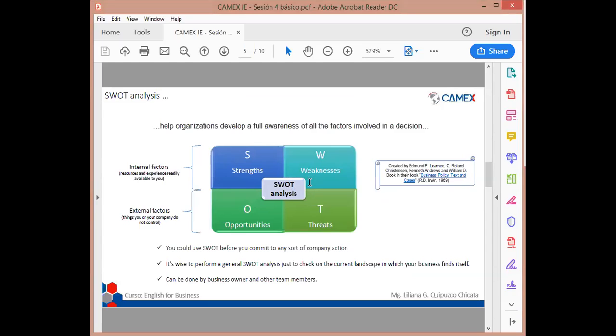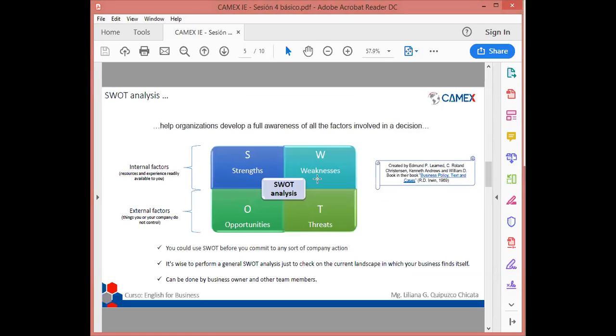Now we said that it involves internal and external factors. Strengths and weaknesses are internal factors. Why? Because these are the resources and experiences that you will have available. In this case, you will be aware of your own strengths and you will be aware of your own weaknesses. So this is what we know.